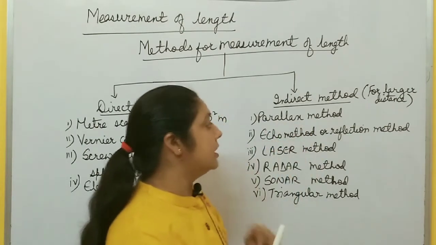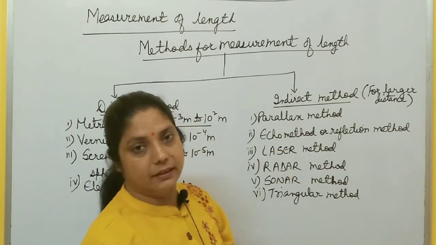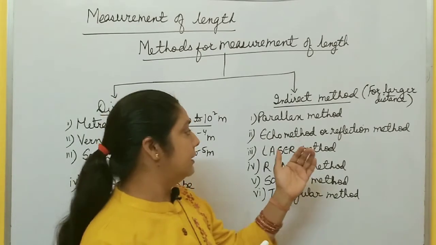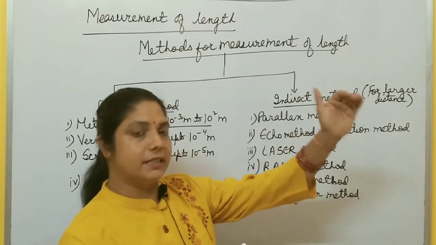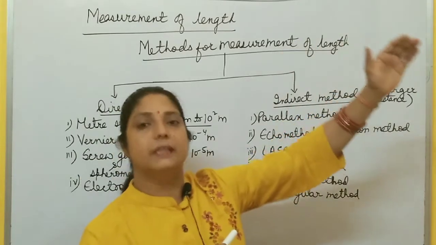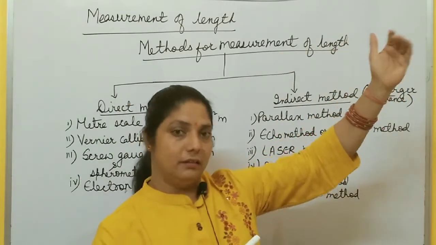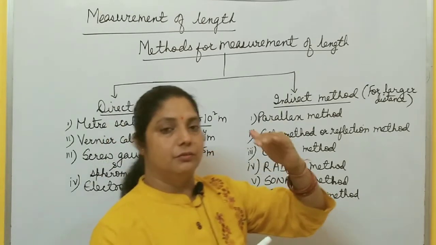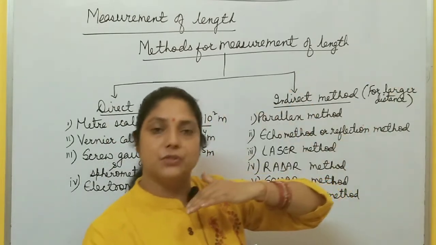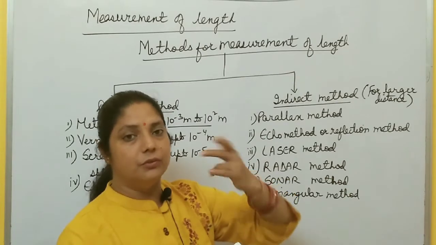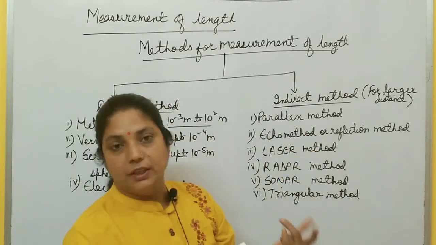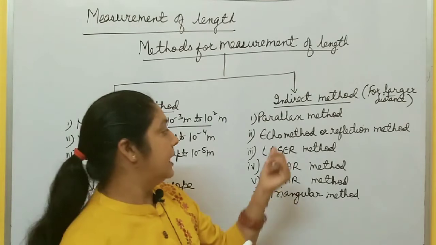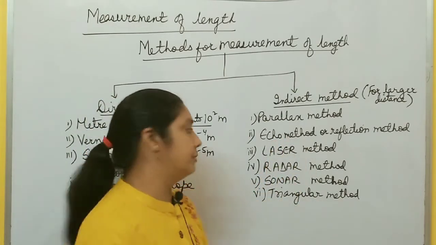Next, second one is echo method or reflection method. In this method, sound is sent from the observer to, suppose, a hill, and from that hill, sound is reflected back. You can measure the time from the observer to the hill and back to the observer, and since you know the velocity of sound, you can easily measure the distance with the help of this echo method or reflection method.